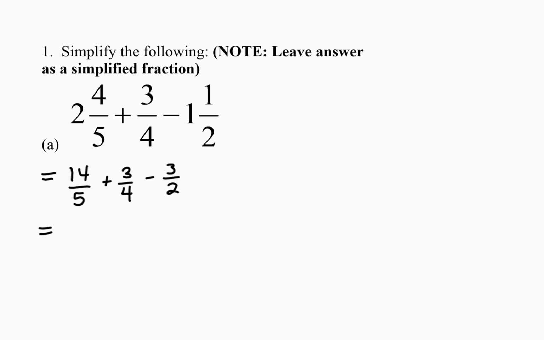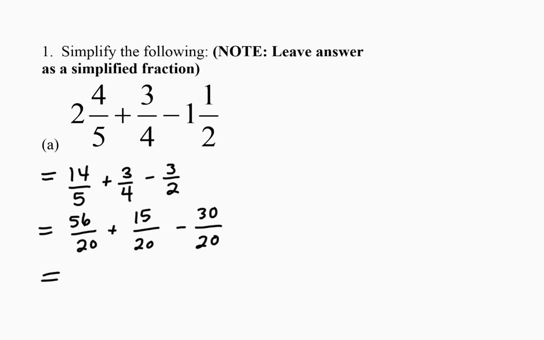So the common denominator between 5, 4, and 2 is 20. And so we can get our common denominator of 20. Remember, whatever you do to the bottom, you do to the top. And so 5 times 4 is 20, so 14 times 4 is 56. 4 times 5 is 20, so 3 times 5 is 15. And then 2 times 10 is 20, so 3 times 10 is 30.